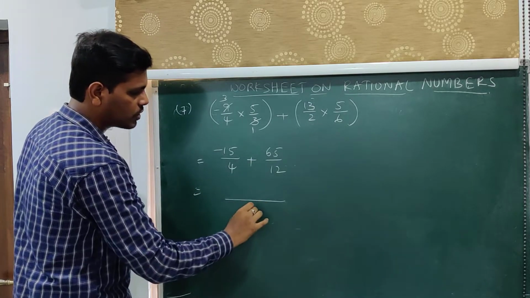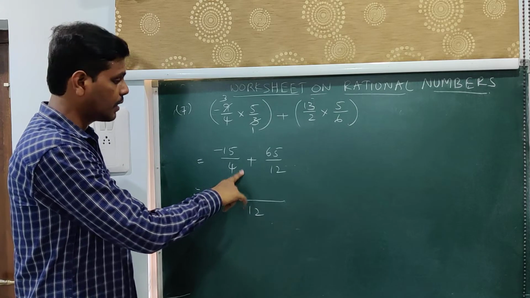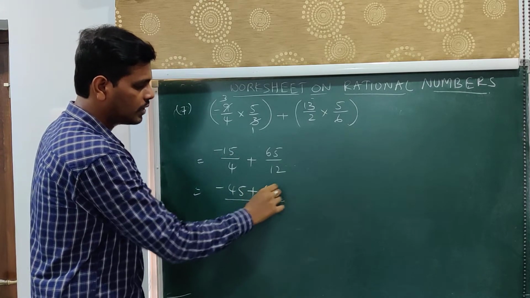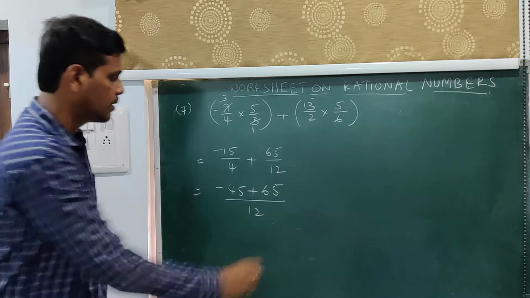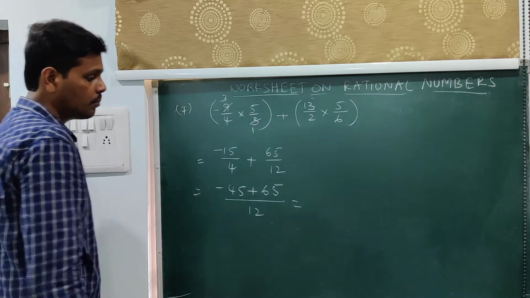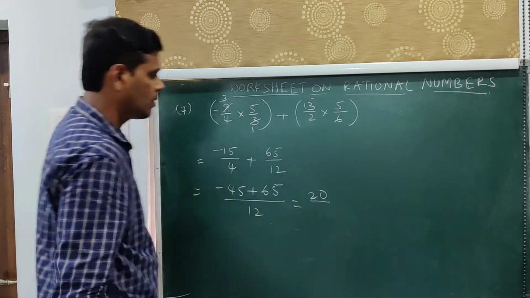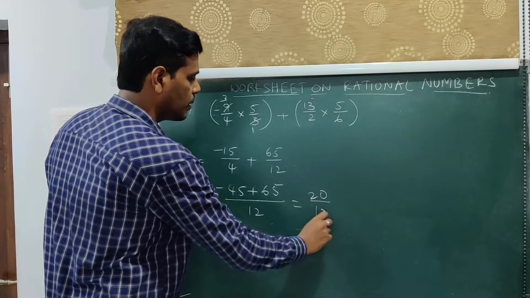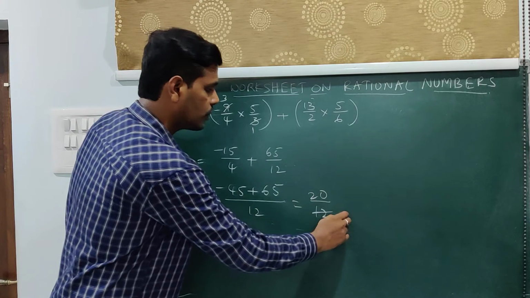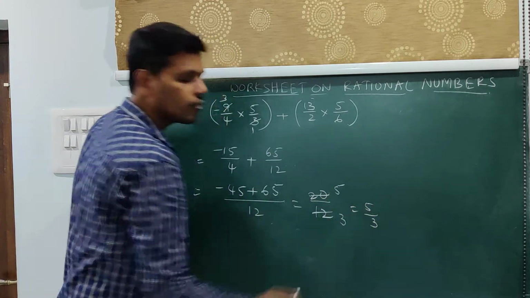LCM of 4 and 12 is 12 itself. 4 3s are 12, 15 3s are 45. And 12 is already here, you can write the numerator as it is. So this is different signs, you have to subtract. 65 minus 45 is 20. So 20 by 12. So 4 3s are 12, 4 5s are 20. So finally it is 5 by 3.